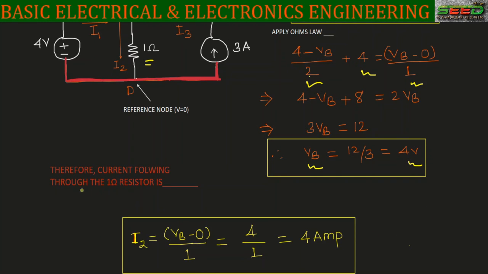Therefore, to find the current flowing through the 1 ohm resistor, you have to replace the potential value VB in the current equation for I2. If we replace VB by 4, we get 4 by 1, which is equal to 4 ampere. So this is the solution for this numerical problem. Thank you very much.